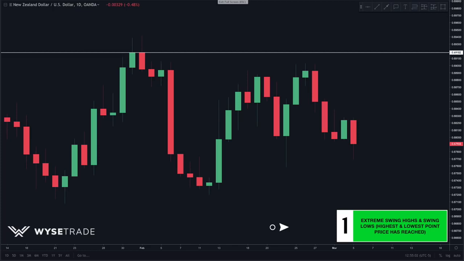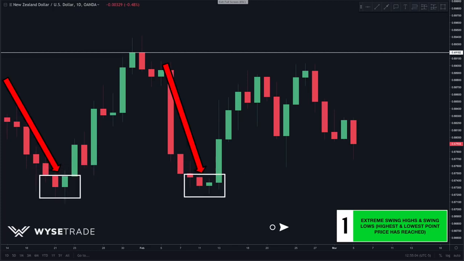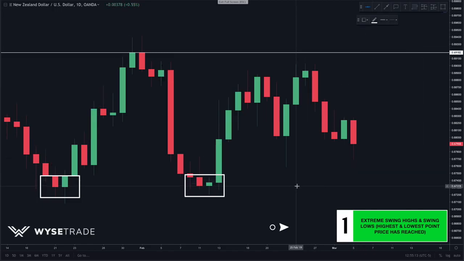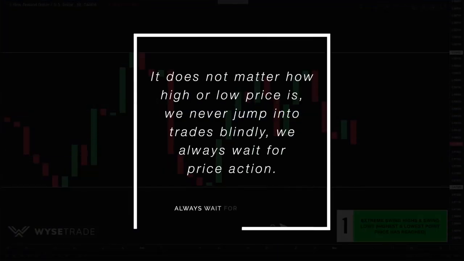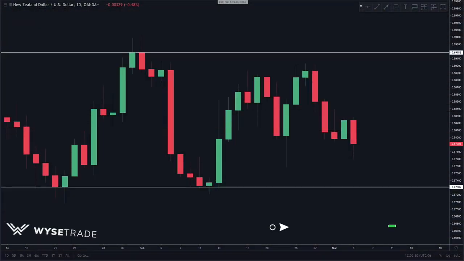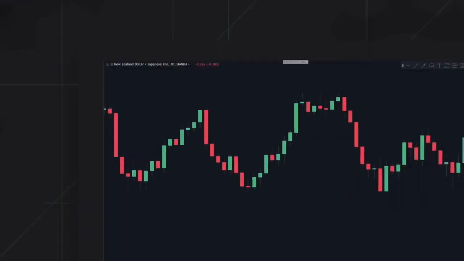Now, same along the bottom. Price came down, hit and reversed, and this was the lowest point that price got to in recent time, making this a level of support. As always, we don't jump into trades blindly, regardless of how high or low price is. We always wait for price action. So, to the next trait we look for.